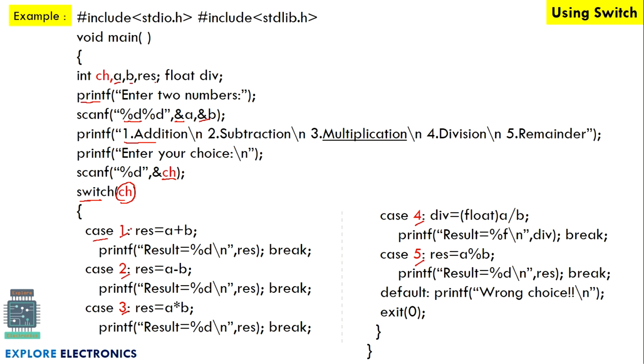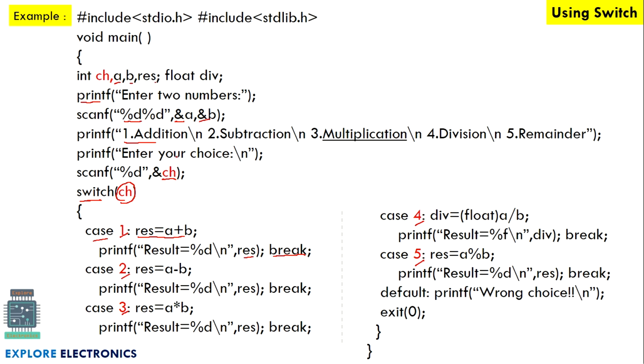Case 1, that means if the value of ch is 1, then this is what it is going to execute: res is equal to a plus b. As we know, we have a variable called res which will have the result of this arithmetic operation. In case the user has entered 1, we need to perform addition. That's why we are checking if the value of ch is 1, that is case 1, colon, and we need to perform res is equal to a plus b. Then we print this result using a printf statement, saying result is equal to, and printing res. Now we need to write a break statement.